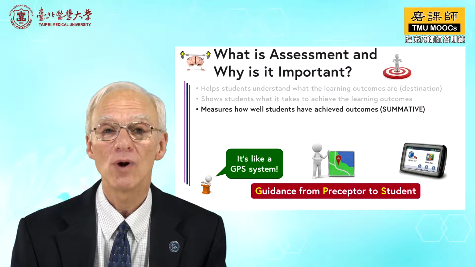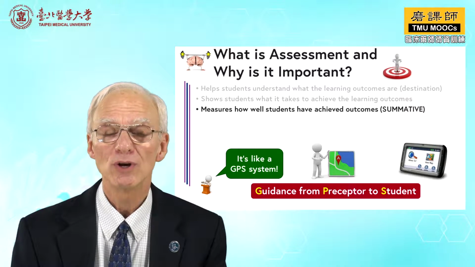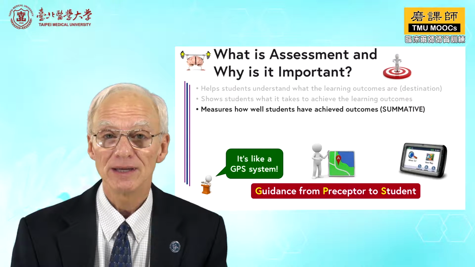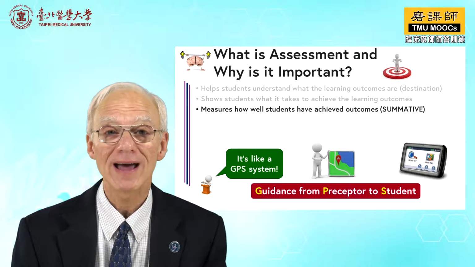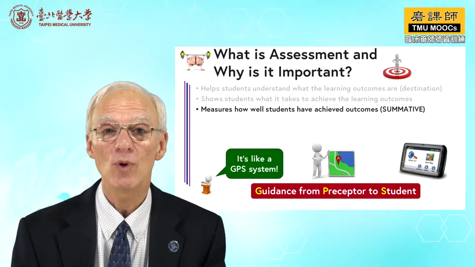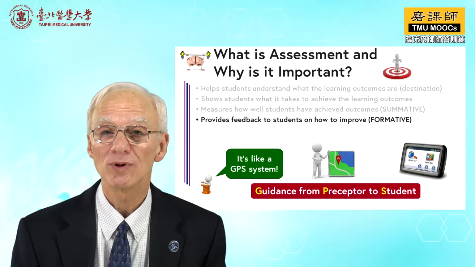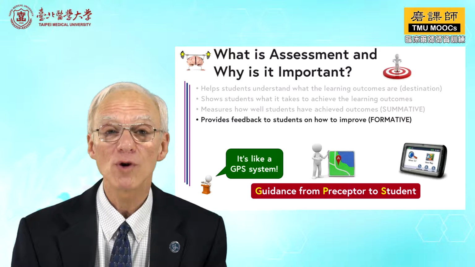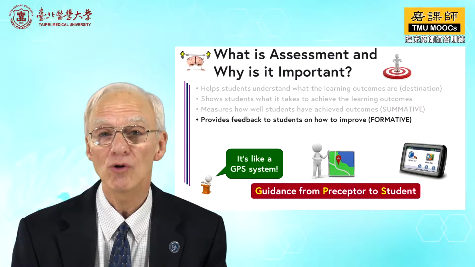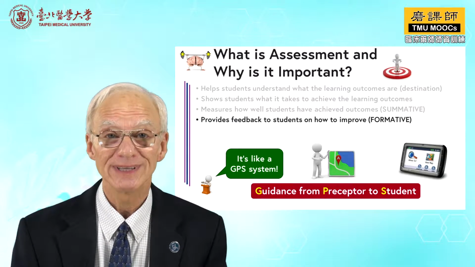It also measures how well students have achieved the learning outcomes. We call this summative assessment. It tells students where they are at any point in time in terms of achieving the learning outcomes. On my GPS car system, the system shows an arrow of where I am located at any point in time. That's its summative assessment. It tells me where I am located. But it also provides feedback, which we could call formative feedback. The GPS system should provide feedback to students, showing them what they need to do to improve in order to achieve the learning outcomes, the destination.